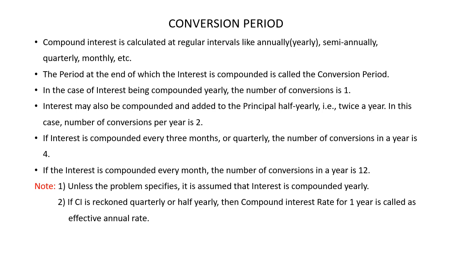Now, you have to note a few points regarding conversion period. Unless the problem specifies, it is assumed that the interest is compounded yearly. If compound interest is reckoned quarterly or half yearly, then the compound interest rate for 1 year is called the effective annual rate.